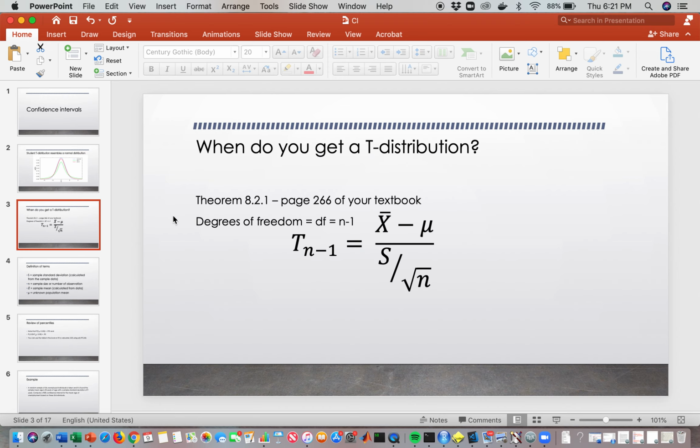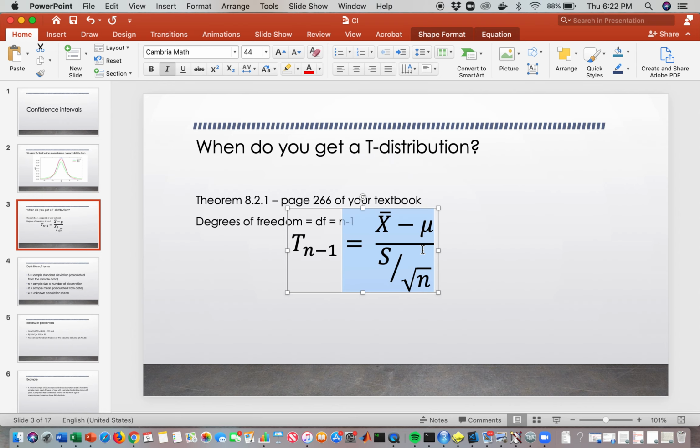So you might ask, when do you get a t-distribution? And this is discussed in your textbook on page 266. It's theorem 8.2.1. And the answer is that you get one whenever you calculate the average, you subtract the mean, and you divide by the standard deviation over the square root of n. This right here, that is a t-distribution.